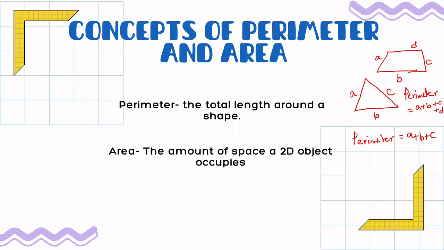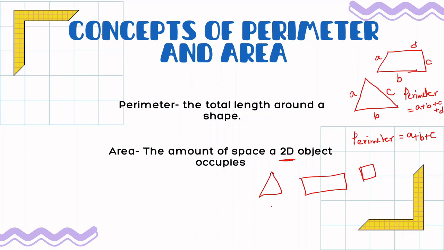Now what is area? Area is the amount of space a 2D object occupies. It is about a 2D object, like a triangle, like a rectangle, like a square. This is about the 2D object and how much space it occupies on the paper. Like I am drawing in this PPT, how much space this triangle occupies in this PPT presentation window, that is known as the area of the triangle.